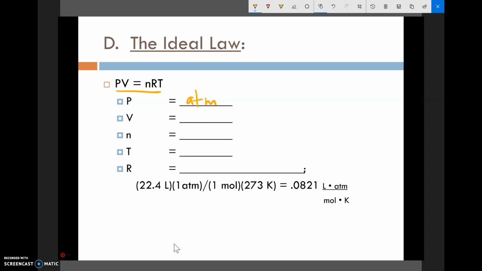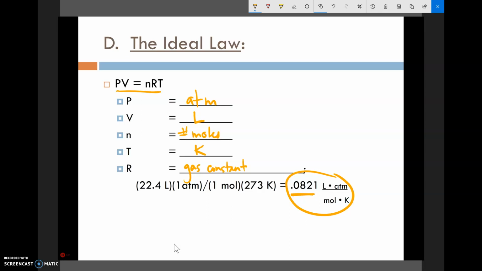V for volume has to be in liters. Our n represents the number of moles, so whenever you see n, that just means the number of moles. T, of course, is temperature, which has to be in Kelvin. And then R is a gas constant. Because it is a constant, it always has the same value. So R is always going to equal 0.0821, and the units for this are liters times atmospheres divided by moles and Kelvin.